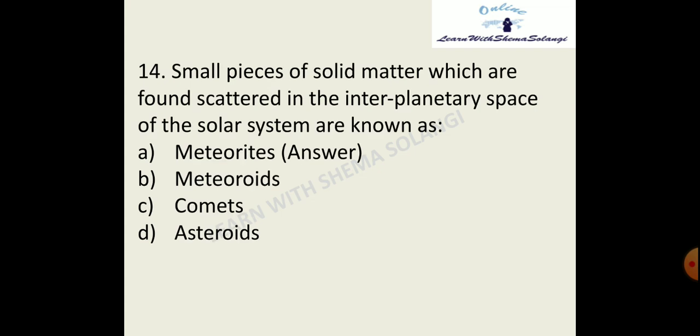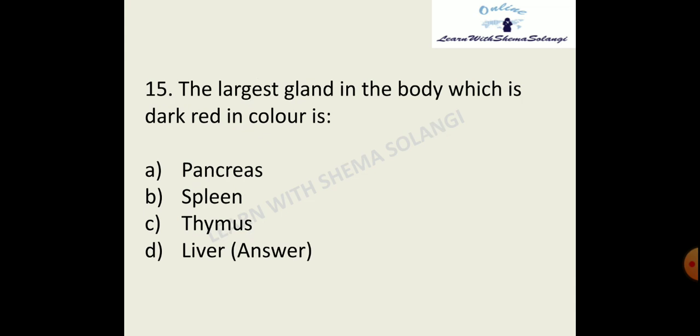Small pieces of solid matter which are found scattered in the interplanetary space of the solar system are known as meteorites. It is called meteorites. And the other options are wrong. Only option A is right.